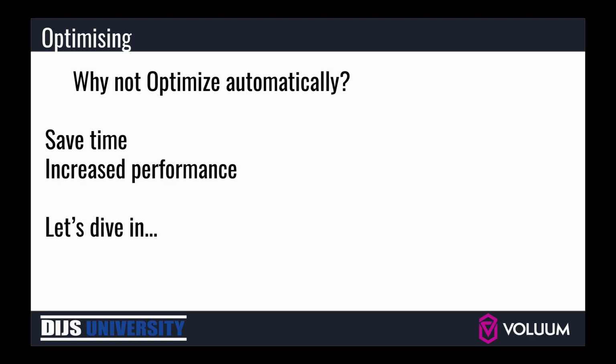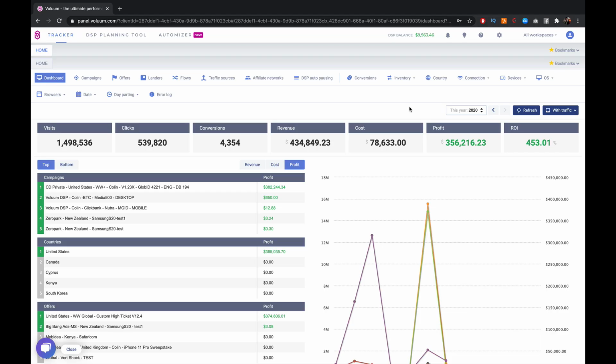Let's have a look. So I am logged into Volume right now. This is the Volume tracker, and we're going to have a look at the new Automizer. The Automizer is a tool which helps you automatically optimize your campaigns on a wide variety of preset rules not available anywhere else. Basically an extended feature of the basic optimization based on rules.